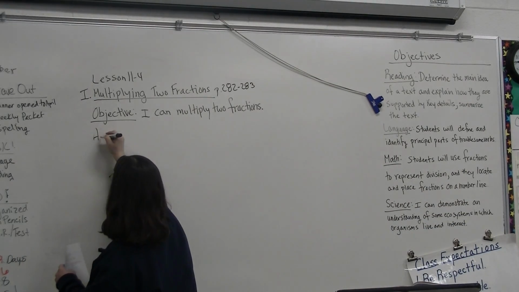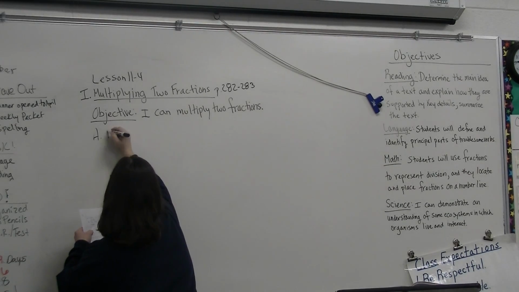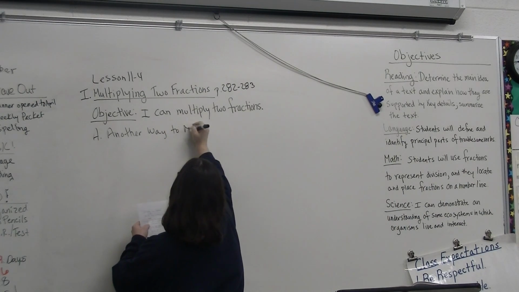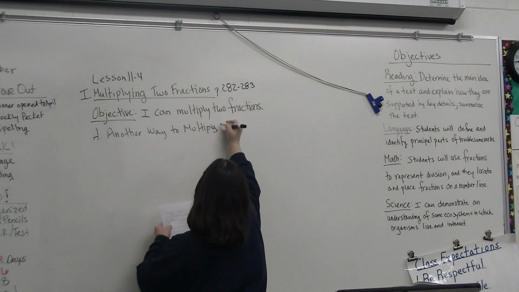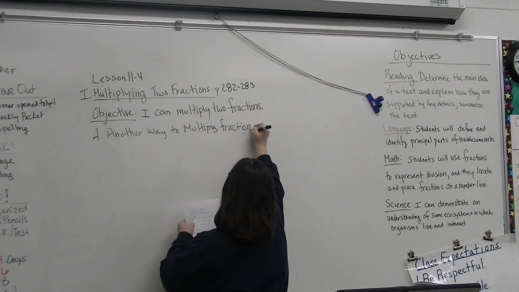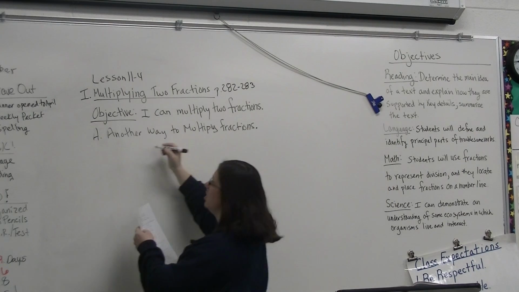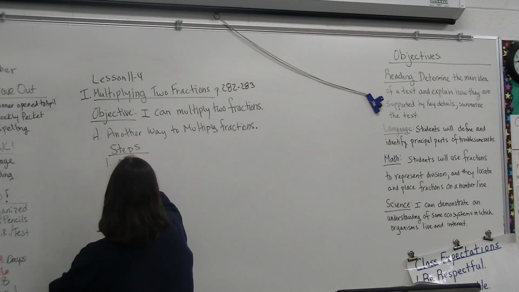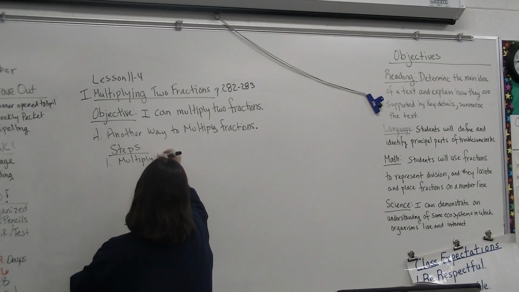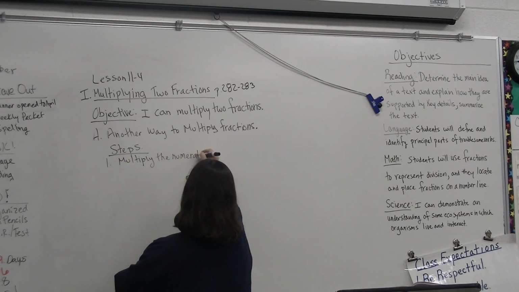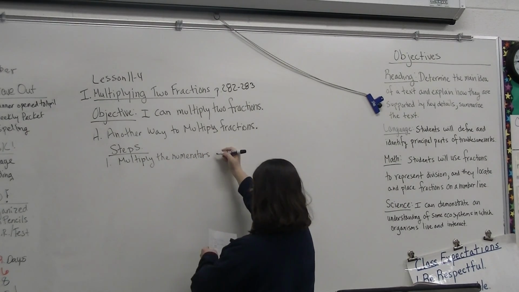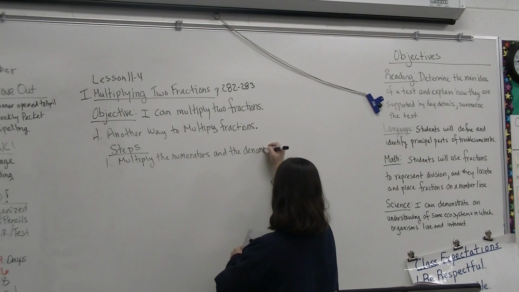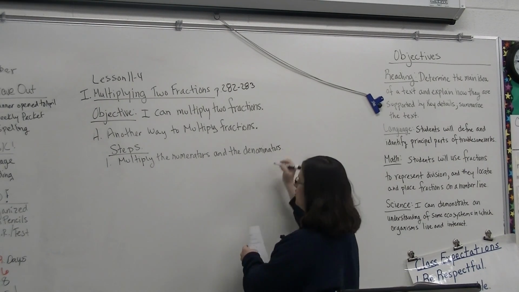Please put capital letter A and put another way to multiply fractions. Another way to multiply fractions. This should be going in your notes. And we're going to list the steps quickly. Step number 1 is multiply the numerators and the denominators, which we've been working with.